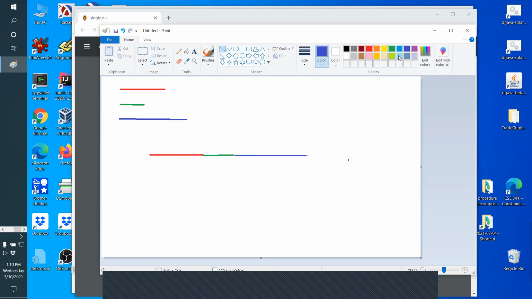Now, on the other hand, you could do a different order. You could run the green one, the shorter one first, and then you could run the red one next.